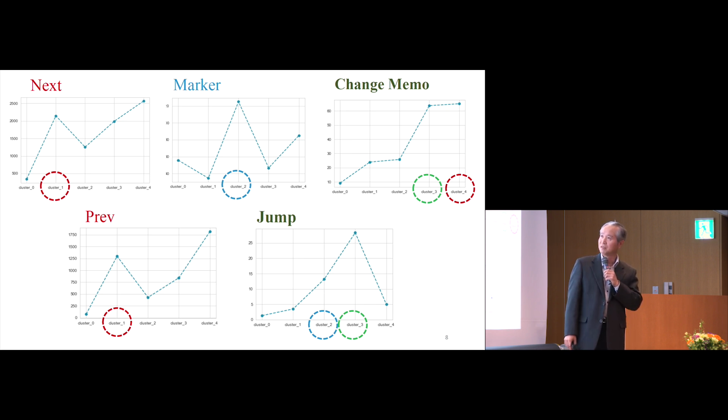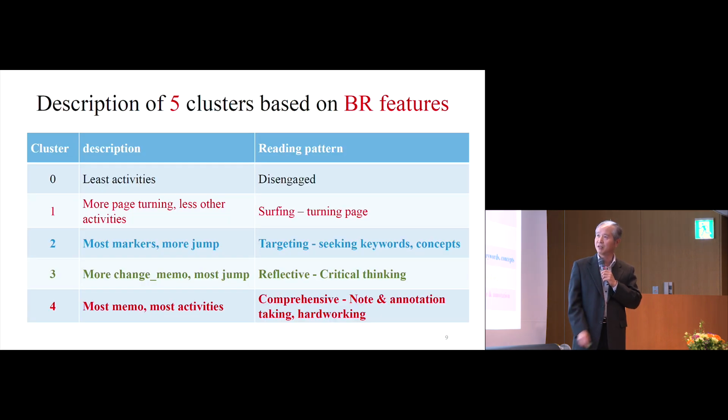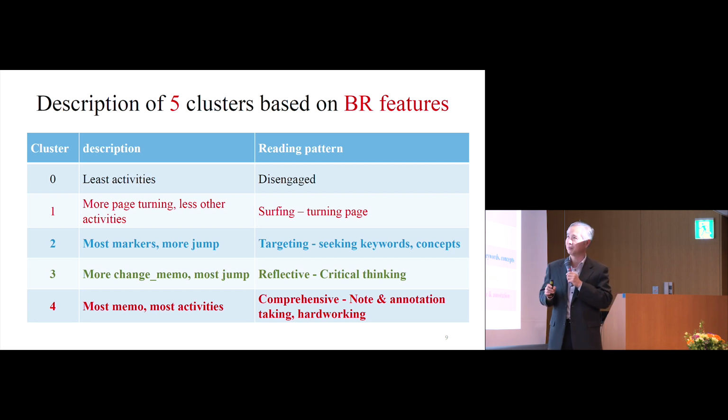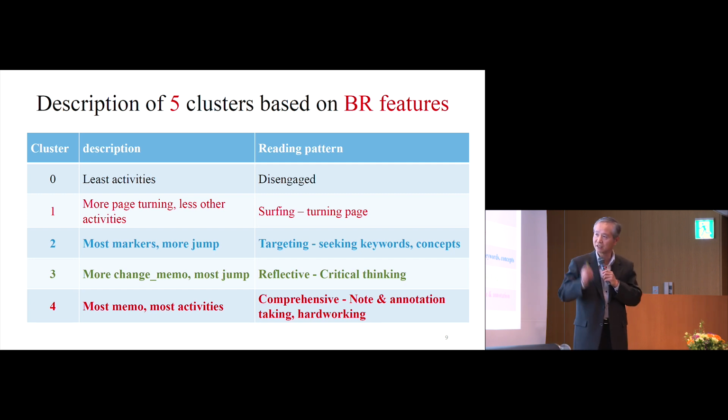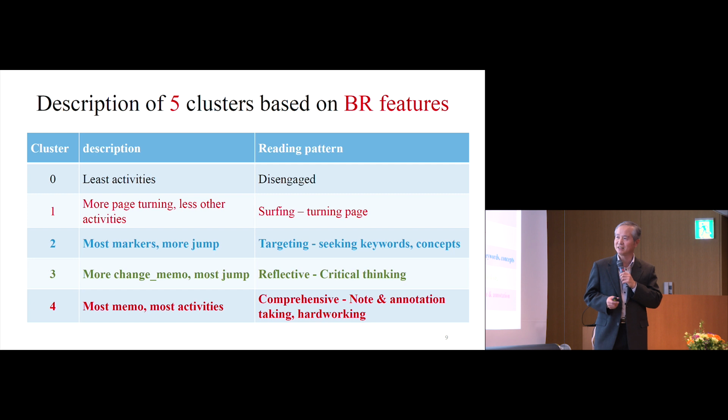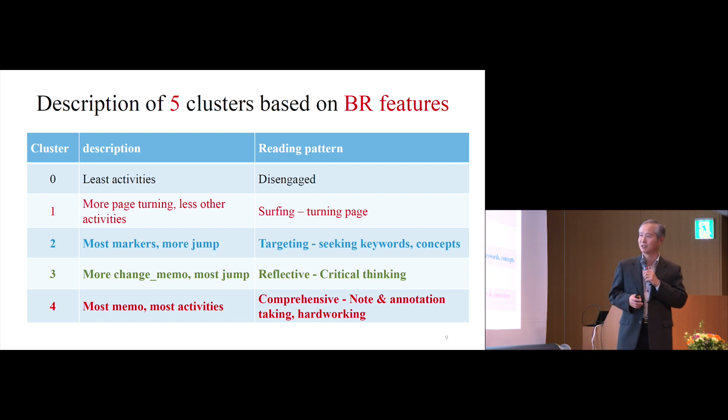There are correlations with the clusters, and we come up with this description. So we conclude there are 5 clusters based on the features. For cluster 0, they don't have many activities, so we define that as disengaged. For cluster 1, most of their activity is based on page turning, previous and next. So they are less active, with no other activities. We define it as surfing.